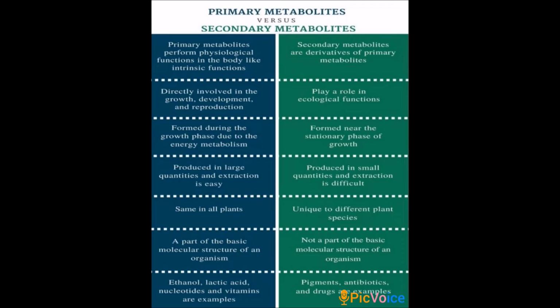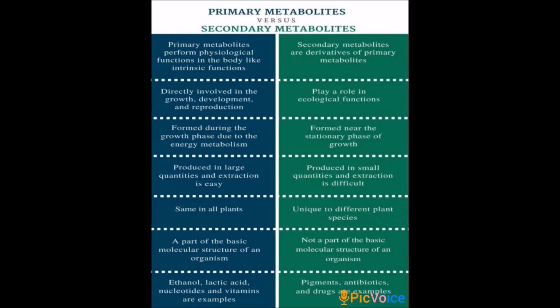From the primary metabolites, the secondary metabolites are extracted. Next, primary metabolites are directly involved in growth, development and reproduction. This primary metabolite is used for the growth of the organism, its development and also for reproduction. Secondary metabolite plays ecological functions. It gives economic importance. It is a secondary functional metabolite, an extra functioning of the plant. So those are called secondary metabolites.